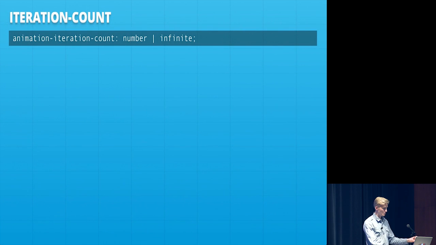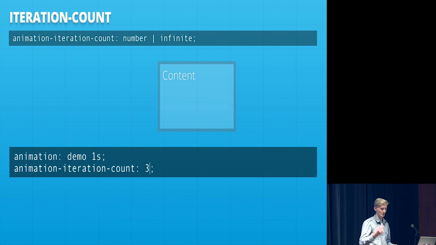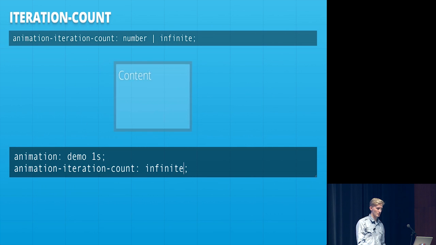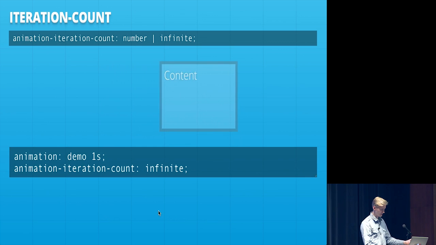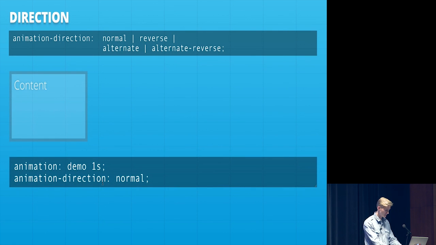There are other properties then that you can tweak to alter the animation. You can make it run multiple times or infinitely. So now it's going to just go on and on and on forever until your battery runs out. You can change the direction of the animation. So we can play it in reverse. So it starts from the last keyframe that we specified and transforms in the other direction.